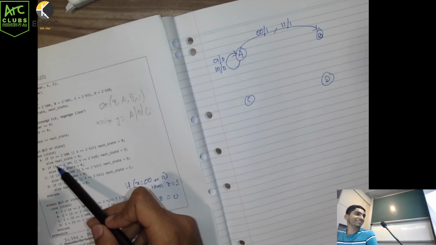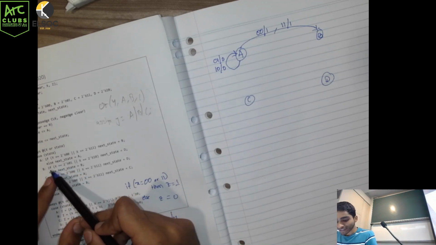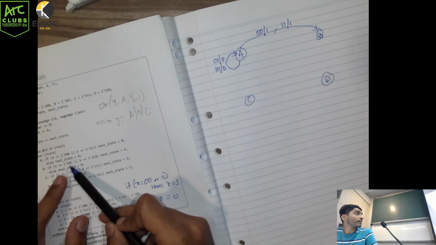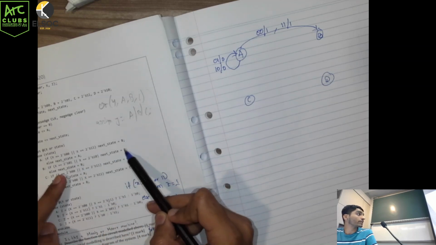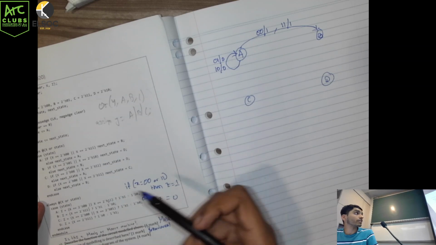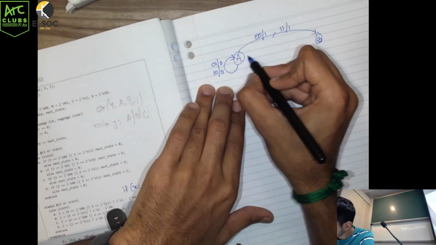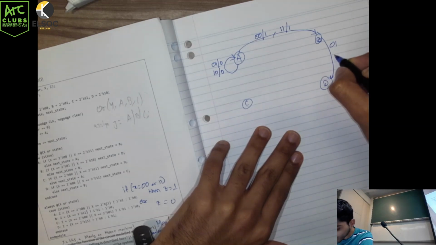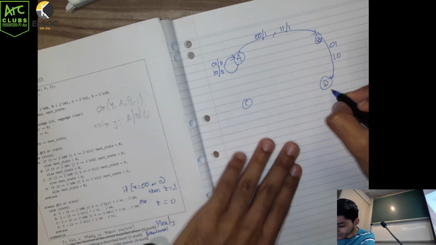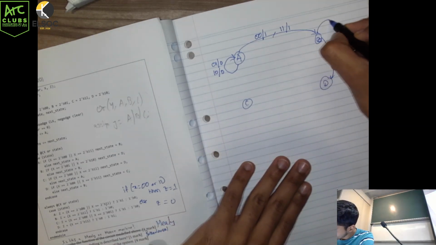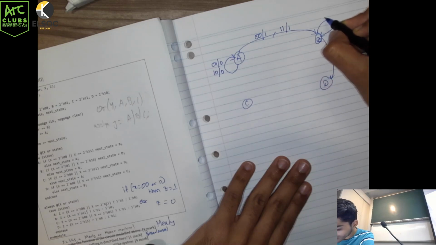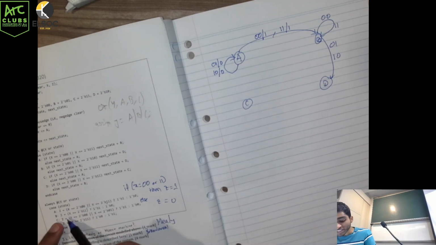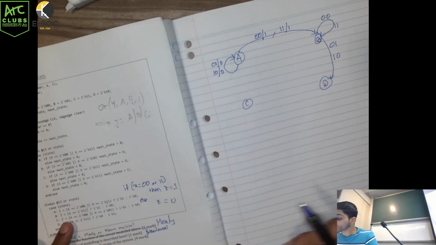Is there anyone to join that one? Yeah, there is. Okay. And then on B, if x is 01 or 10, then we go to D. Otherwise, we stay at B. So from here, if it's 01 or 10, then we go to D. Otherwise, we stay here. This is 00, and then 11. With B, if x is 11, then the output is 1.